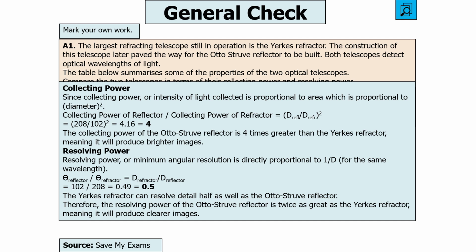Now, for resolving power, or the minimum angular resolution, it is proportional to 1 over d, because theta equals lambda over d, the Rayleigh criterion. You don't need to consider lambda, the wavelength, because we'll just say it's the same wavelength for both. So you can do the ratio of the two: 102 over 208, so it's 0.5. That tells you that the Yerkes refractor can resolve detail half as well as the Otto Struve reflector. So the resolving power of the Otto Struve reflector is twice as great as the Yerkes refractor. Not only will it produce brighter images, it'll also produce clearer images. It's very important to link those conclusions into your answer.